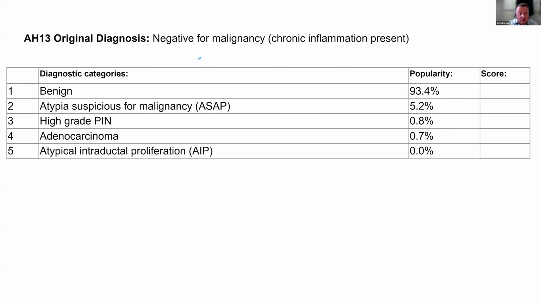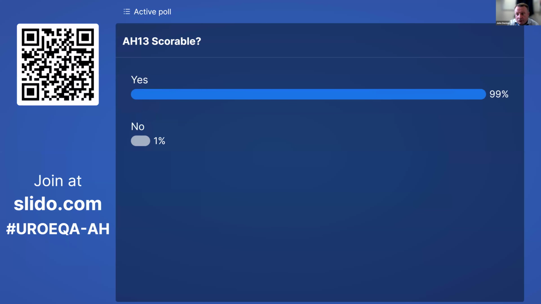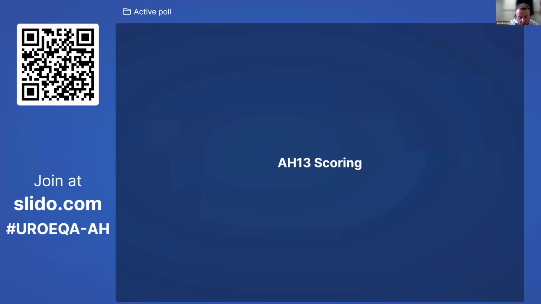So this was originally diagnosed as negative for malignancy, and 93.4% of us would agree with that. So if we could indicate whether we think that's scoreable with a 93% consensus. Just wait for it to get up to the 80 mark, as we've been doing for other cases. Okie dokie. So 99% of us would like to score the case. Okay, let's go on and score it.